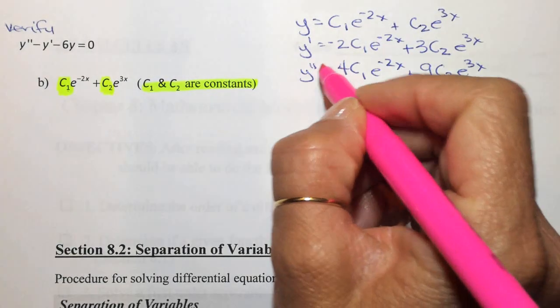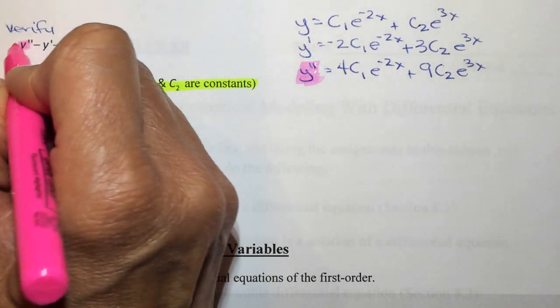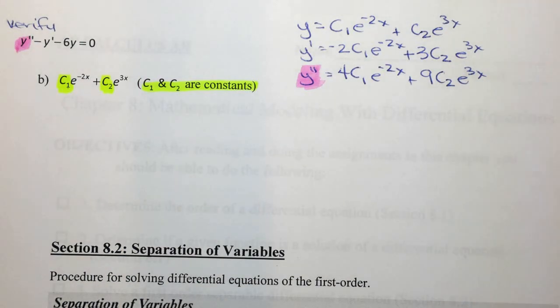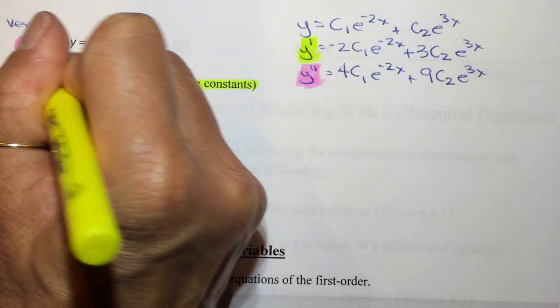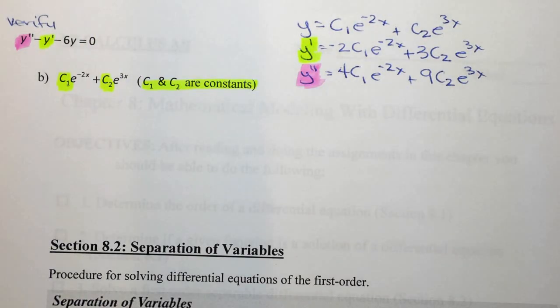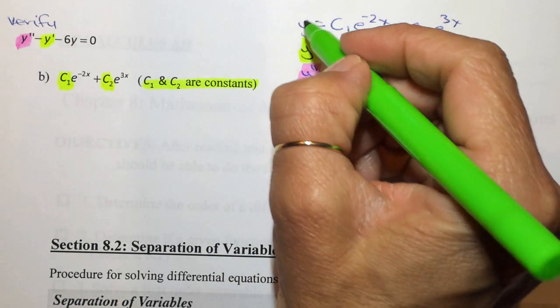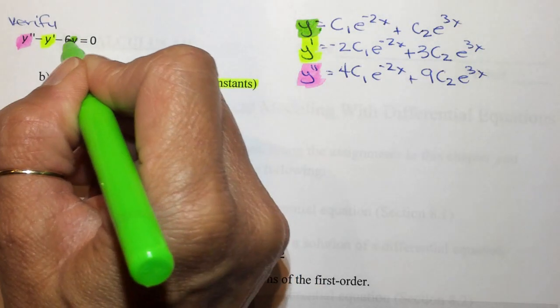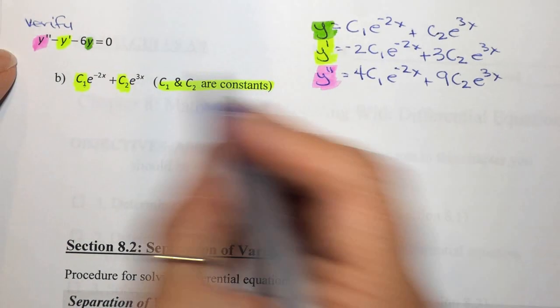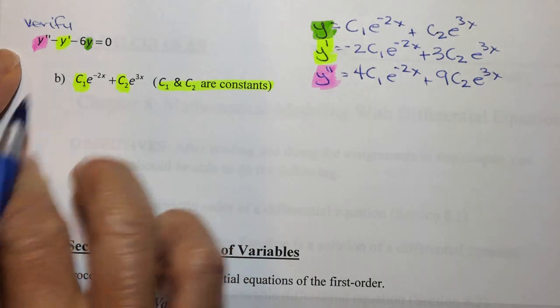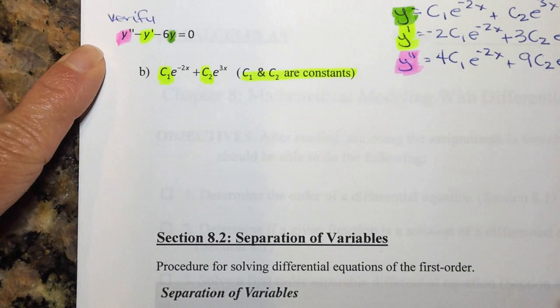So we have our second derivative here, which will go here. We have our first derivative here, which will go here. And we have our original function, which goes here, times 6. And what we want to verify is, does that equal 0? Okay? So let's plug these in. Second derivative. So this is going to be long, so make sure you leave yourself enough room.